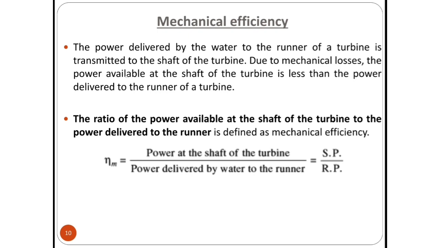Due to the mechanical losses, the power available at the shaft of the turbine is less than the power delivered to the runner of the turbine. So we can define mechanical efficiency as the ratio of power available at the shaft of the runner to the power delivered to the runner. So mechanical efficiency is nothing but power at the shaft of the turbine divided by power delivered by the water to the runner. In short, we can say SP divided by RP, where SP is shaft power, and this power delivered by the water to the runner we can call RP, that is runner power.